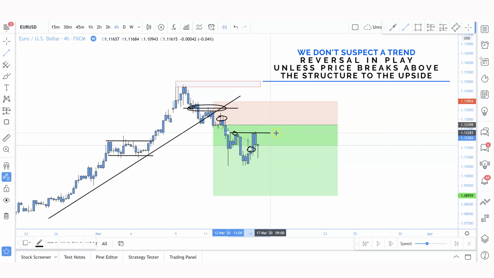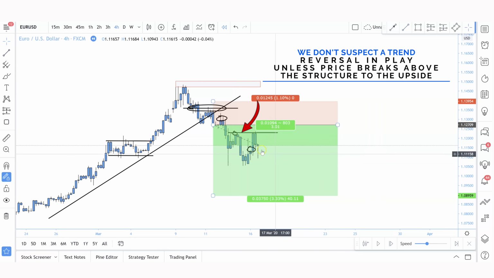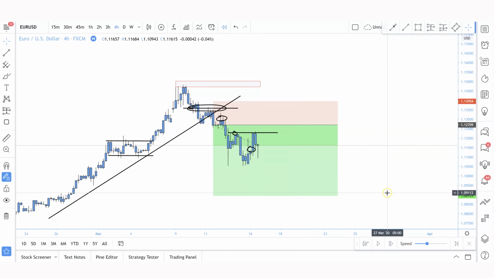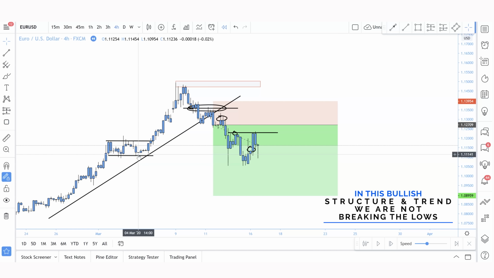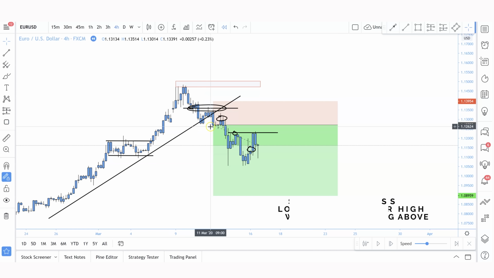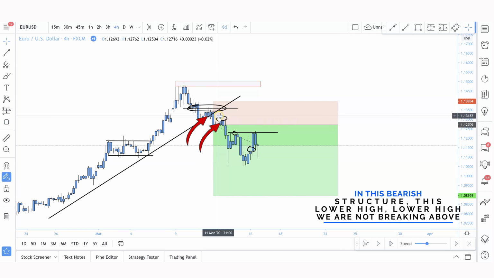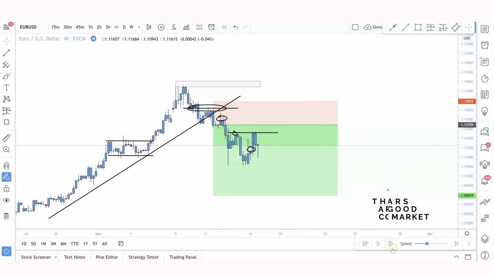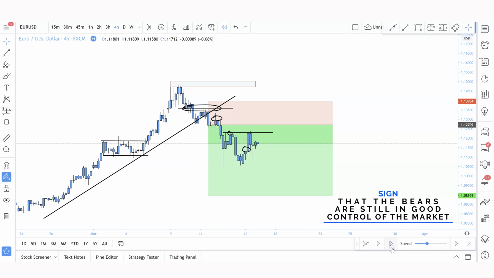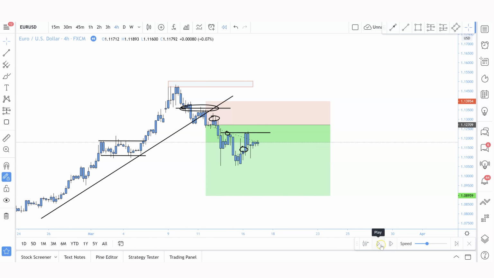We don't suspect a trend reversal to be in play unless price breaks above this structure to the upside. So as you can see here, we're respecting it. Just like in this uptrend, we had the higher low, price failing to break to make the higher high. But at the same time, in this bullish structure and trend, we're not breaking the lows. In this bearish structure, this lower high, lower high, lower high, we're not breaking above. And this is a very good sign that the bears are still in control of this market. So we don't suspect price to break this structure.